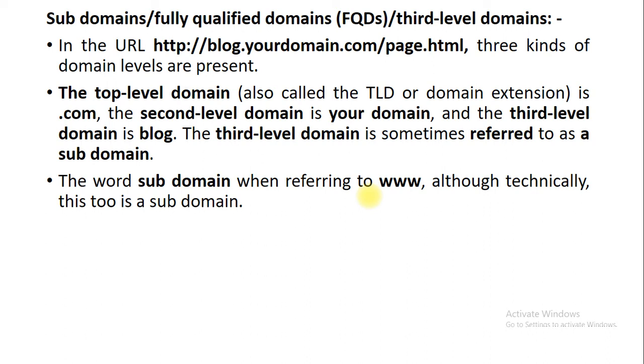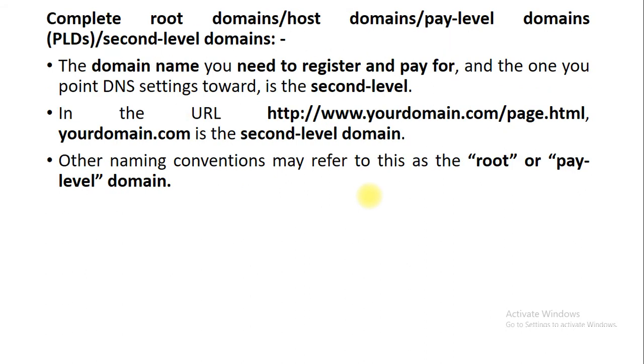The third level domain is called blog, and in the case of maps.google.com, maps is called the third level domain. And remember one thing, that the third level domain is also referred to as a subdomain. So when it is asked in the exam, it may say second level subdomain or third level domain. Both are equal, and you can use the concept of subdomain with the help of www.